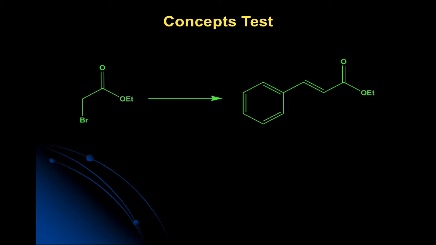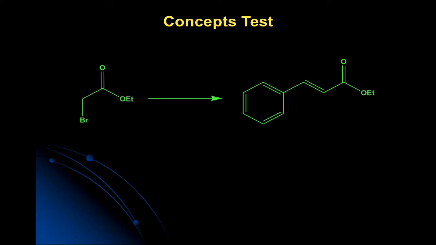What do I do? What's my first step? What am I going to react it with? What do I need here? Not immediately, but I need a carbon-phosphorus bond, right? For sure. So what am I going to react it with?